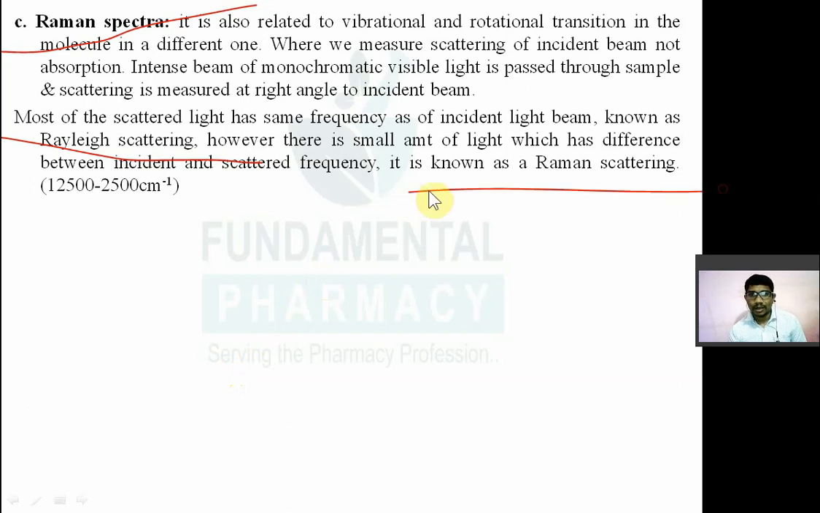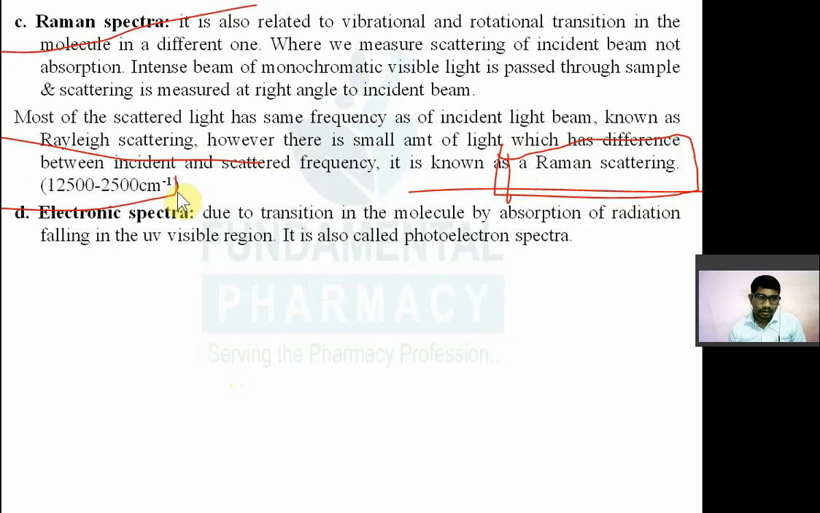And this Raman scattering was found by an Indian scientist known as CV Raman. इंडियन साइंटिस्ट थे सीवी रमन, उन्होंने ये रमन स्कैटरिंग और रमन स्पेक्ट्रा फाउंड किया. That lies in the region between 12,500 to 25,000 cm inverse. ये एक्चुअली इसके ऊपर कभी क्वेश्चन ज्यादा आता नहीं है.